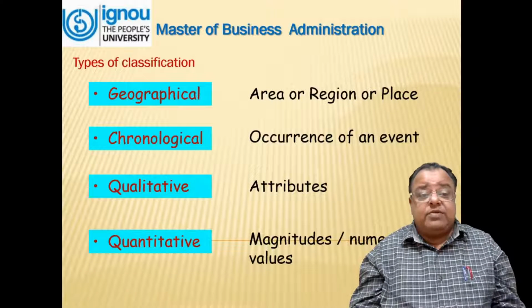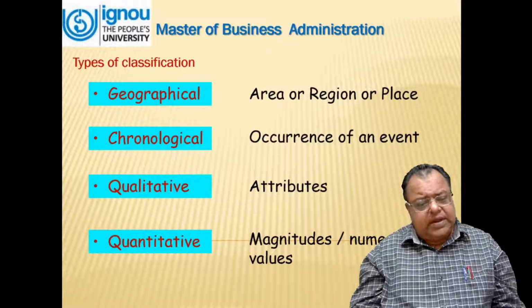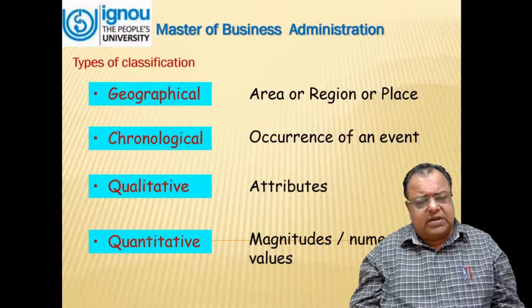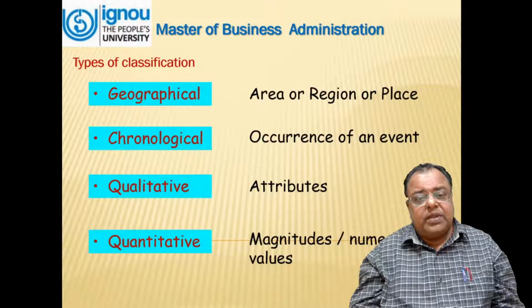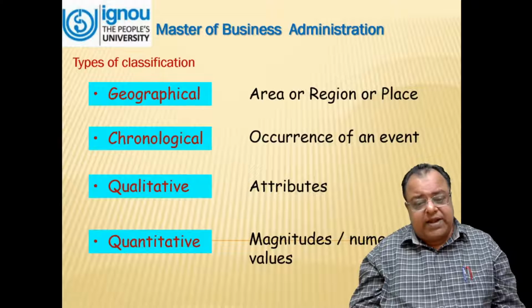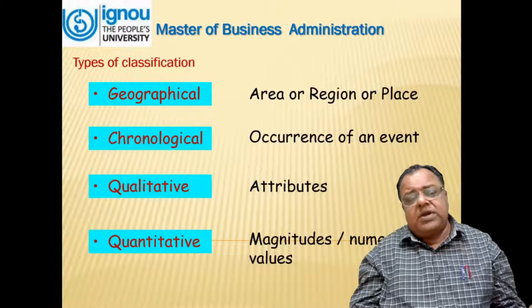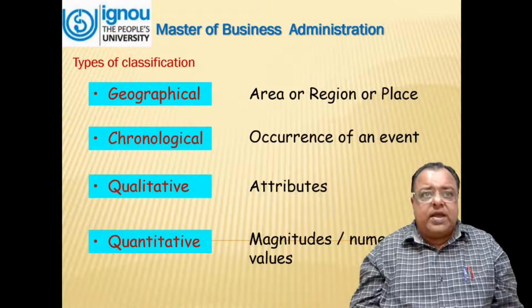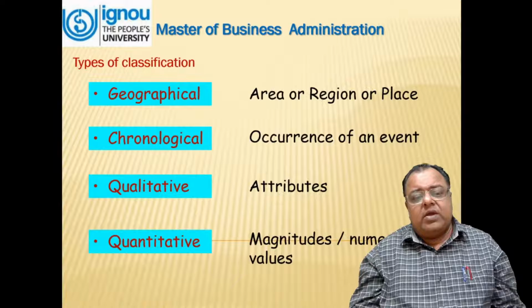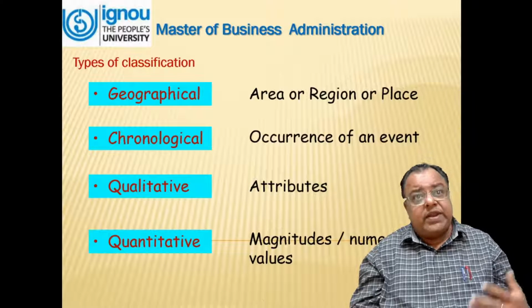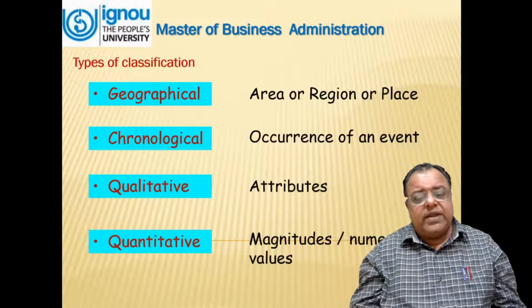What are the different types of classification? There are four basic types of classification. The first one is geographical. The second one is chronological. The third one is qualitative. And the fourth one is quantitative. Geographical is related to area, region, or place. Chronological order means the occurrence of an event. Qualitative is related to attributes. And quantitative is related to magnitudes or numerical values.